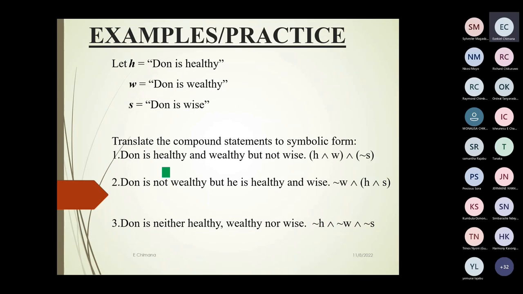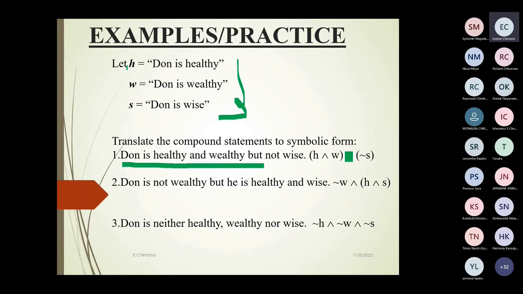Okay, so examples for practice here. Let H, W and S be our simple statements that we are going to join to form the compound statements. So Tony is healthy, Tony is wealthy, Tony is wise. These are our simple statements. We want to translate the compound statements to symbolic form. So Tony is healthy and wealthy, but not wise. Tony is healthy and wealthy, which means H and W.